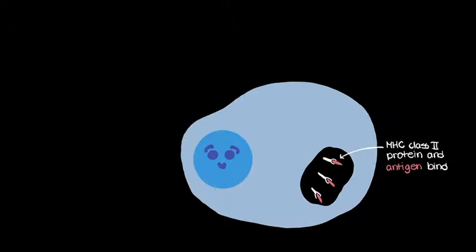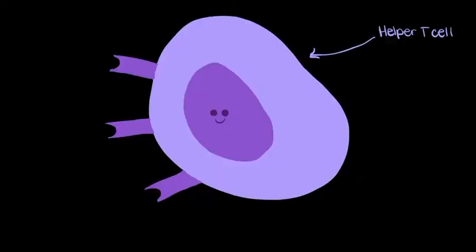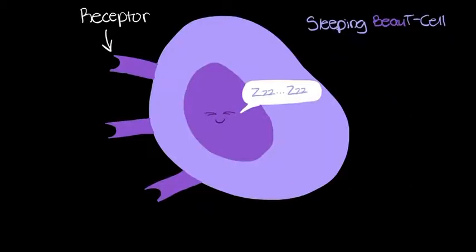Then, MHC class II proteins merge into the phagosome. They bind with the antigens and flow out of the cell, attaching to its outside and creating the MHC class II antigenic peptide complex. Helper T cells remain asleep, sleeping T cells, until activated by the antigen-presenting cell.